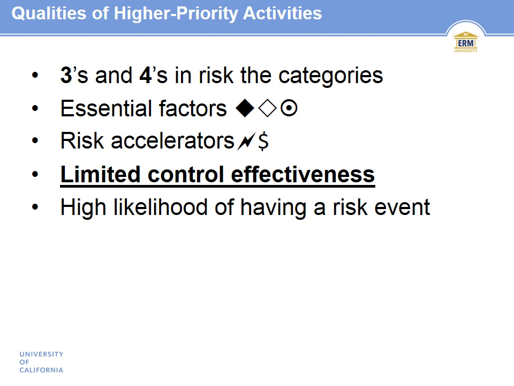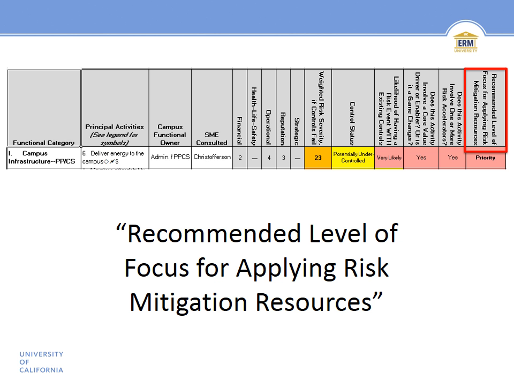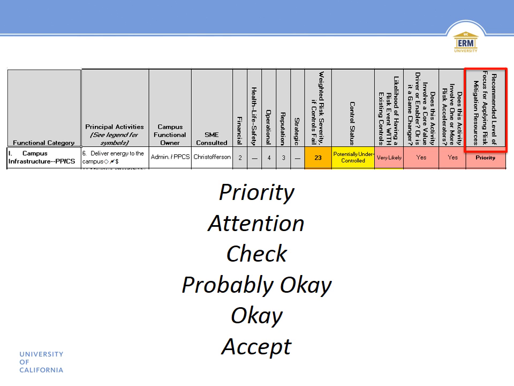The SME might have said, oh yeah, we have great controls, but guess what? We're still going to have risk events in this area. And so over here on the far right of my Excel spreadsheet, I have a column called Recommended Level of Focus for Applying Risk Mitigation Resources. And that's the result of my decision rules. And I came up with these 6 things. This activity is a priority for risk resources. It needs attention. Let's check it out. It's probably okay. It's definitely okay. Or let's accept it because the risk is really so low.